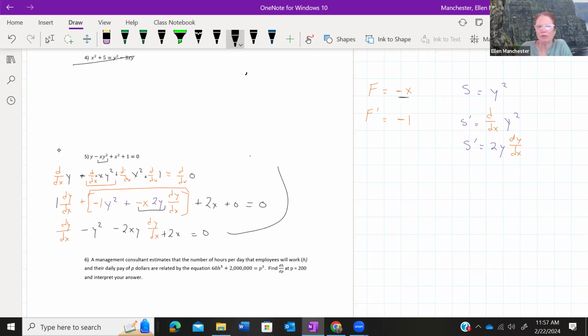And I'm going to move over here so I have more room. Okay, so if you notice, this term right here and this term right here does not have a dy dx connected to it. So I'm going to move it over.